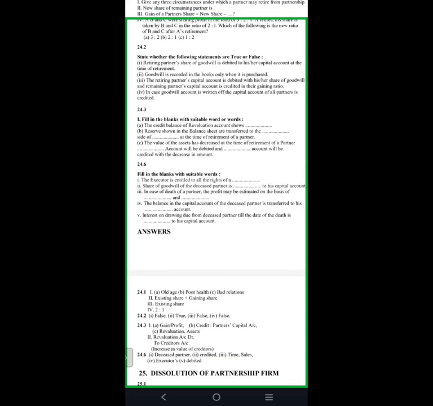Fill in the blanks with a suitable word or words. The credit balance of revaluation account shows gain or profit. Reserves shown in the balance sheet are transferred to the credit side of the partners' capital accounts at the time of retirement of a partner.